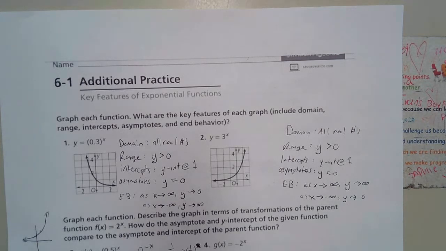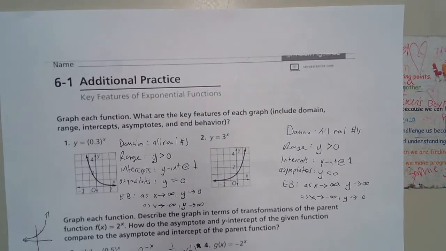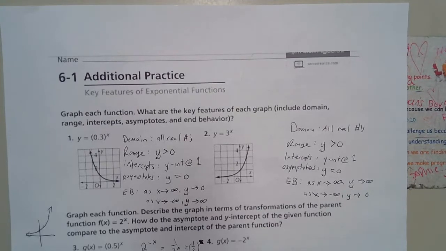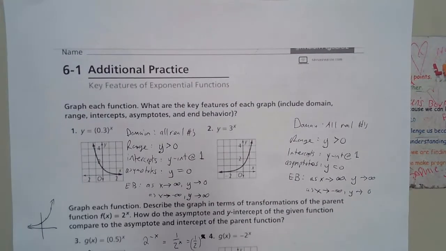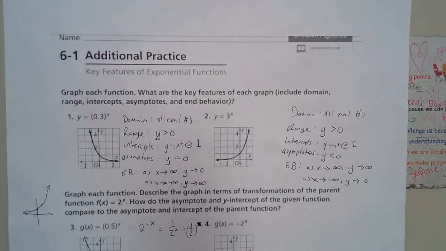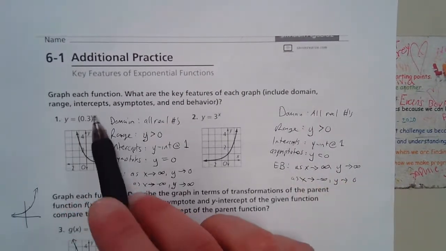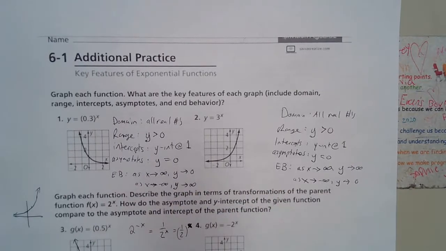Alrighty, so with the quiz coming up, I figure it'd be good to run through this and make sure you're feeling pretty comfortable with all the 6.1 and 6.2 material. Basically, it's all about exponential functions, all the things we've learned so far. It starts off with the graphs and all the key features. When we're talking key features, we're talking about domain, range, intercepts, asymptotes, and behavior.